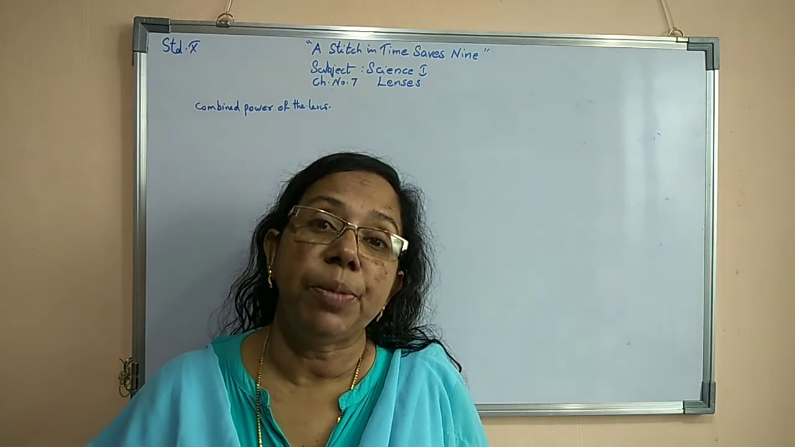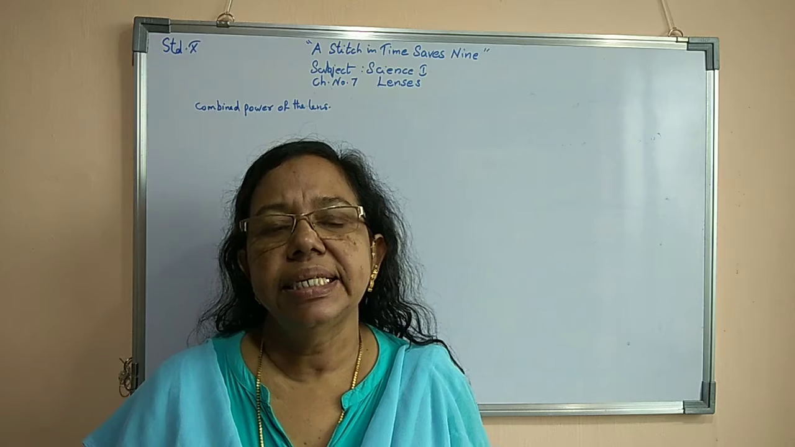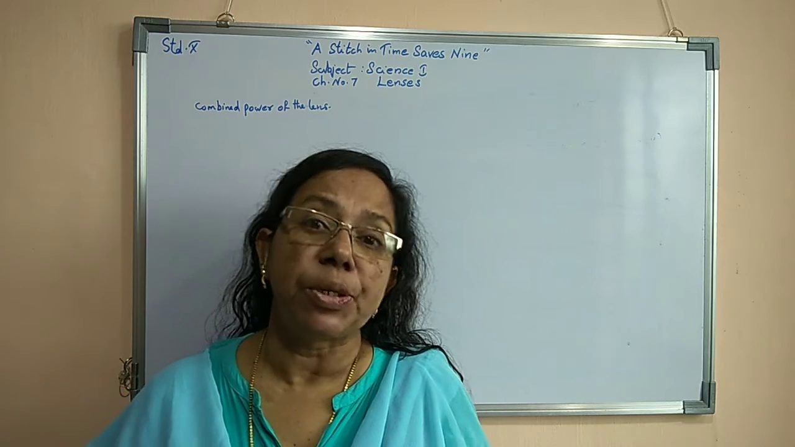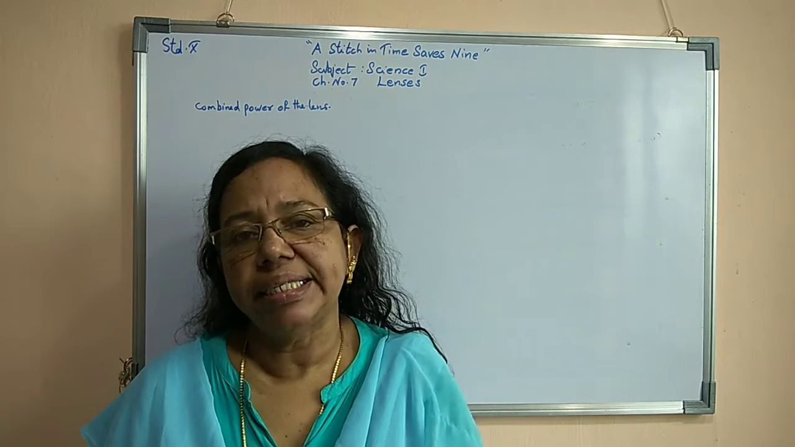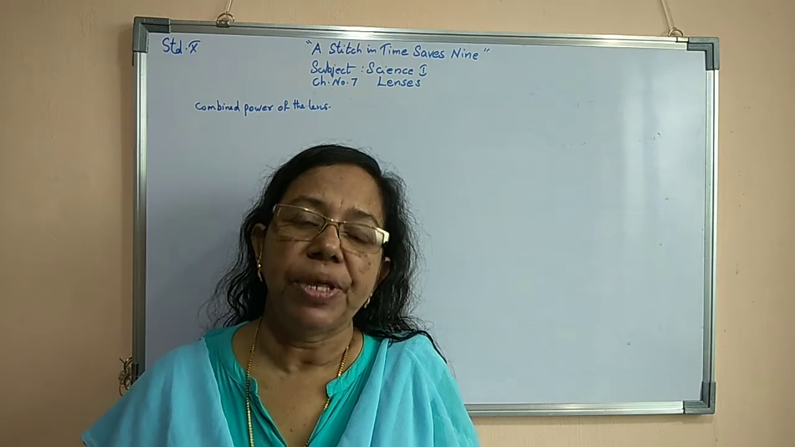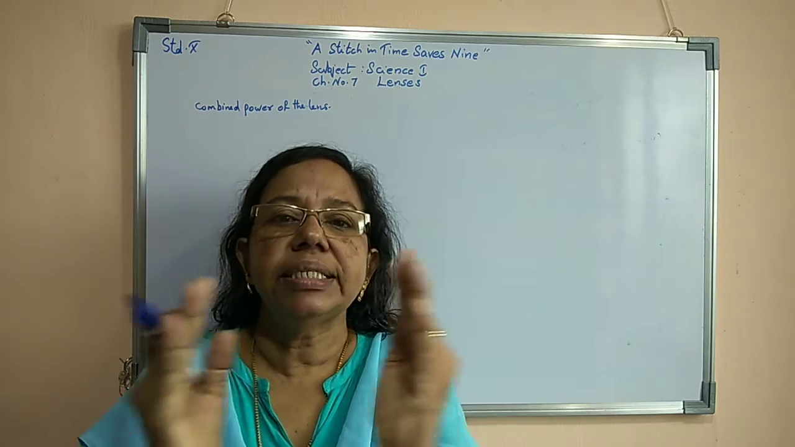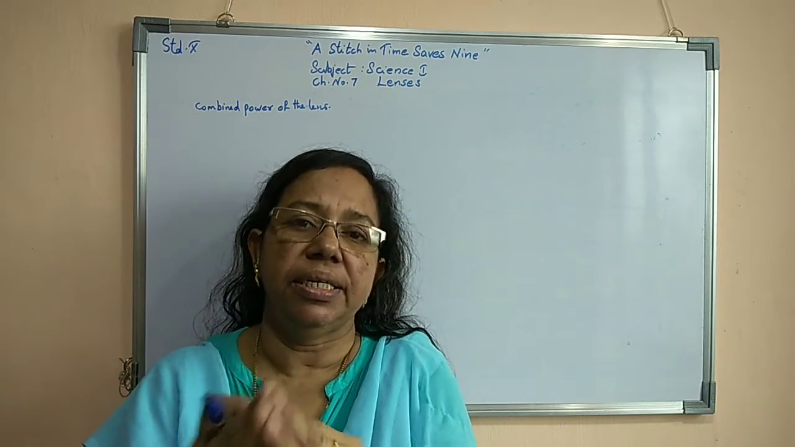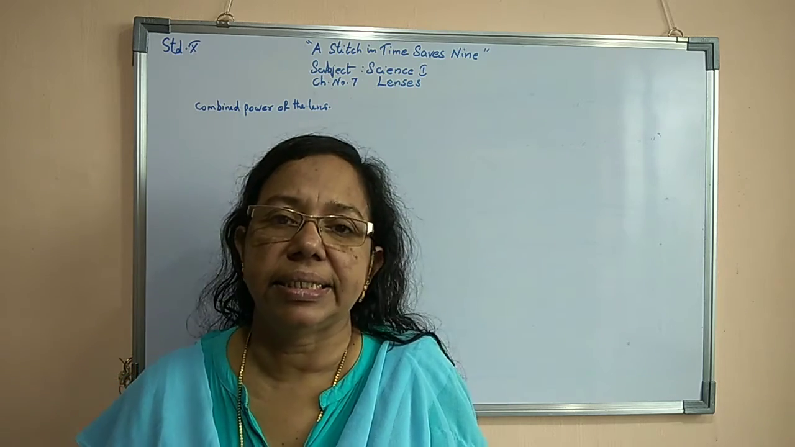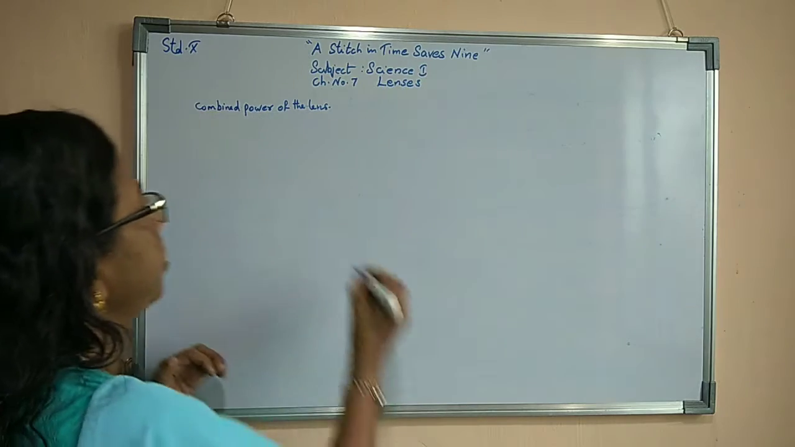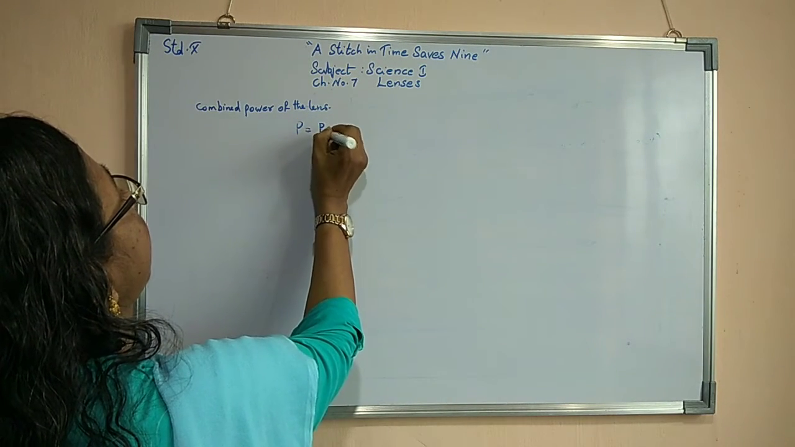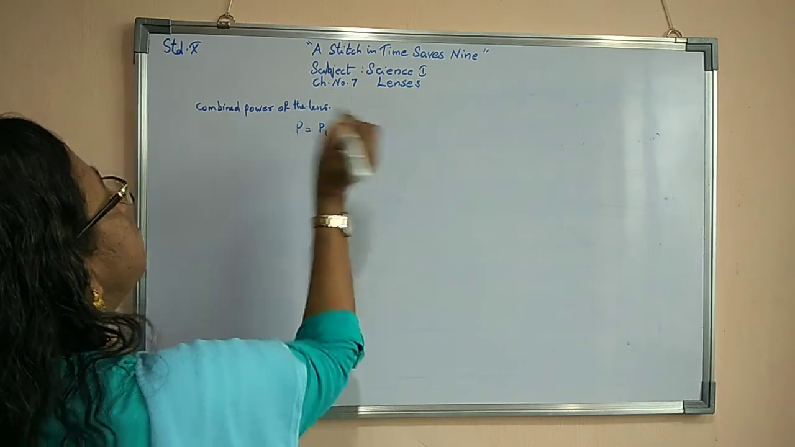What will be the combined power of two lenses which have power P1 and power P2? That means the power of one lens is P1 and the power of the second lens is P2. If we keep both the lenses close by in combined condition, then what will be the combined power of both the lenses? For finding that, we can use one formula, that is P is equal to P1 plus P2.